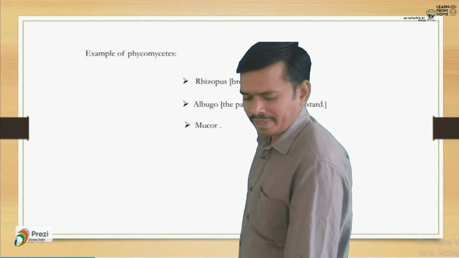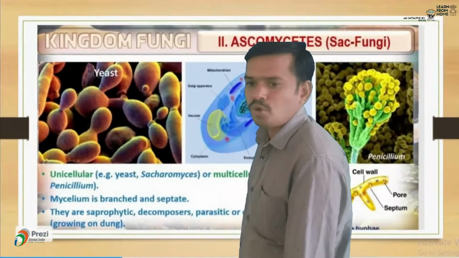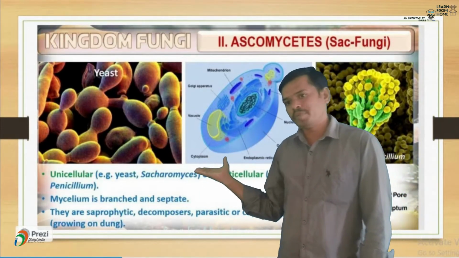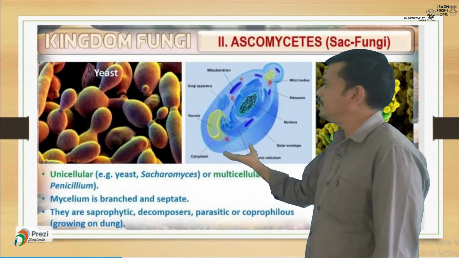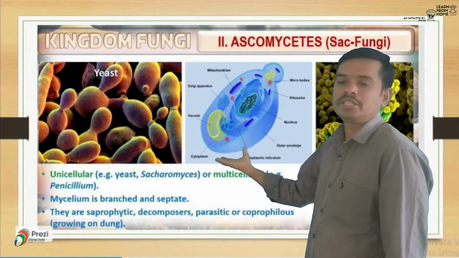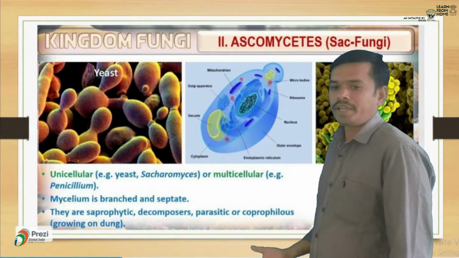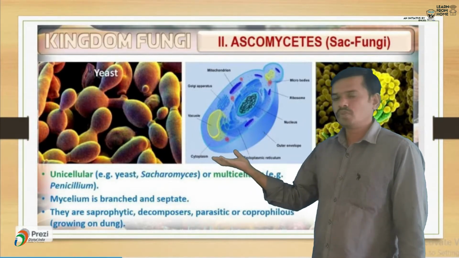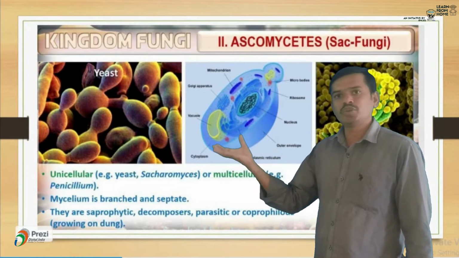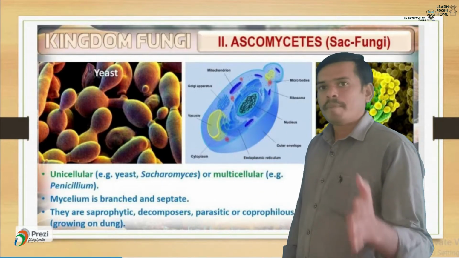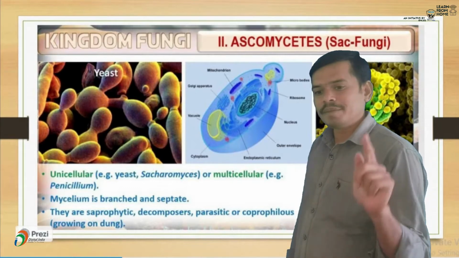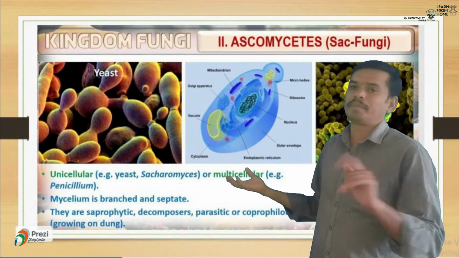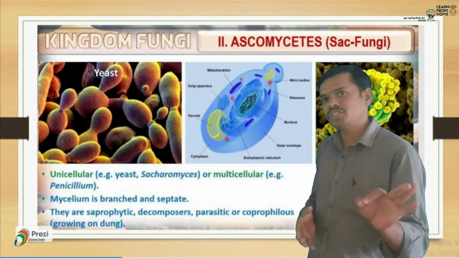The next class is Ascomycetes. Ascomycetes are also known as sac fungi. Yeast is unicellular, and Penicillium is multicellular. The mycelium is branched and septate.